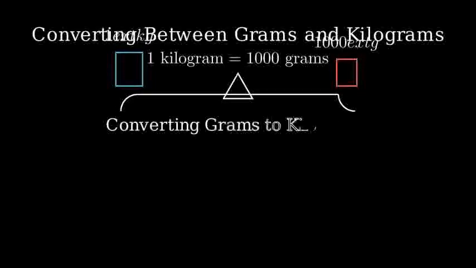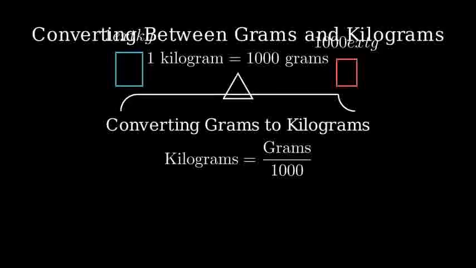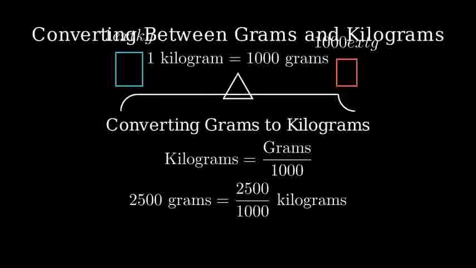Let's start with converting from grams to kilograms. To convert grams to kilograms, we divide by 1,000. For example, let's convert 2,500 grams to kilograms. We divide 2,500 by 1,000, which gives us 2.5 kilograms.